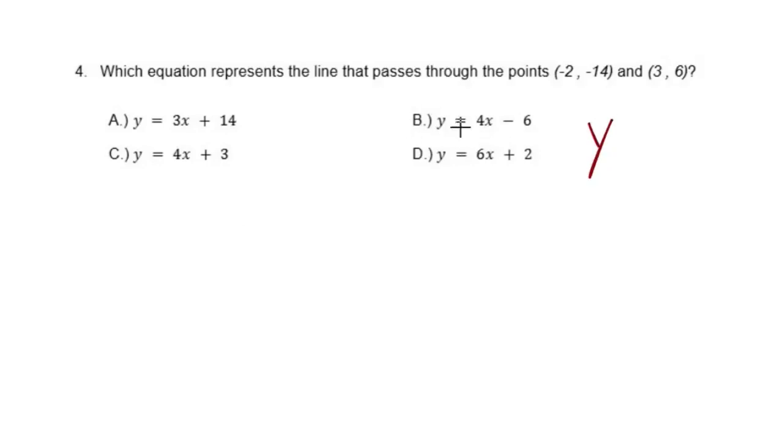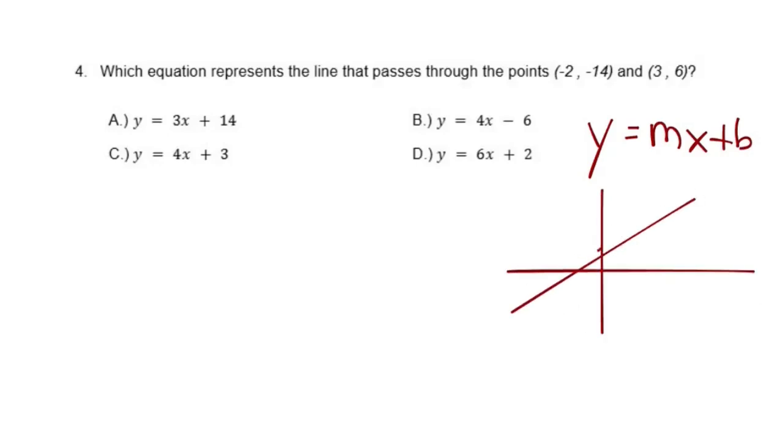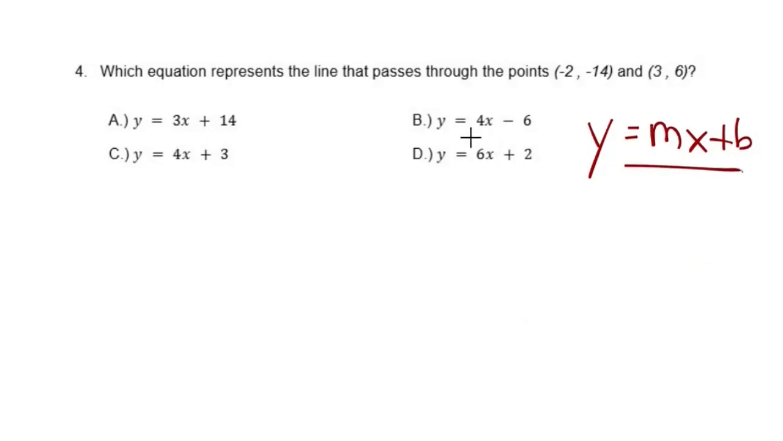The form that these lines are all written in is called slope-intercept form, y = mx + b, where m is our slope and b is our y-intercept. Remember, the y-intercept is just where our graph crosses the y-axis. So you can tell all these answer choices are in this form.